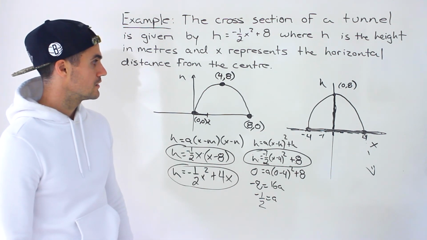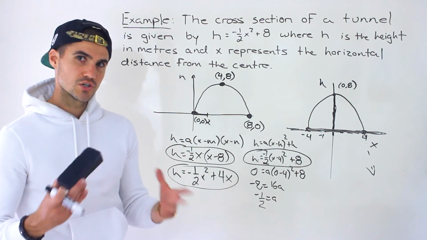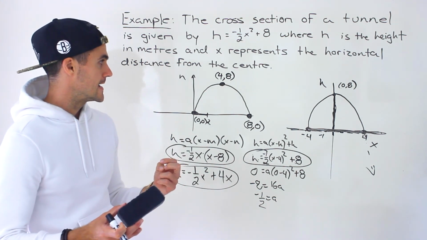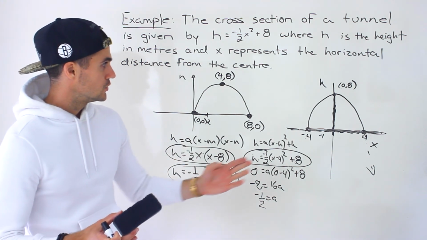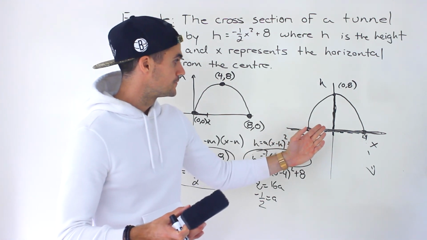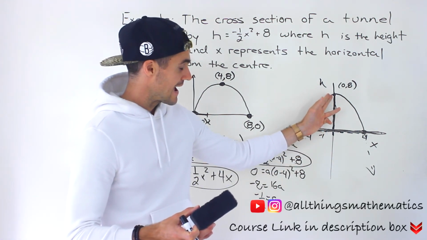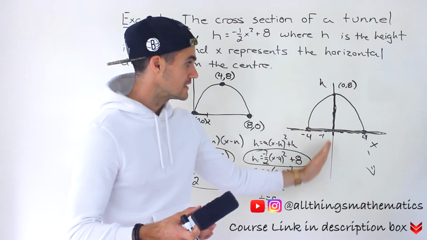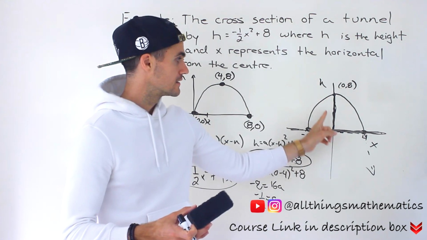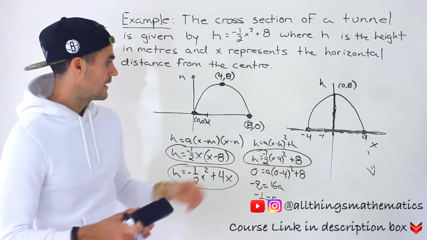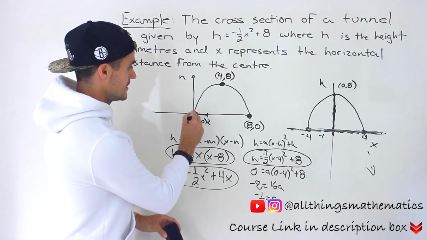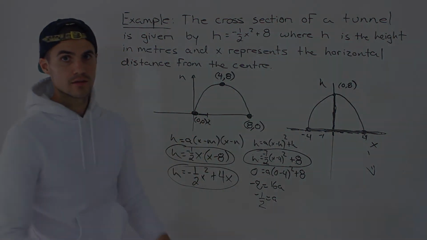Right, so just be on the lookout for these kinds of bridge questions. A lot of times you'll have the vertex on the h-axis. Okay, then it's going to be this kind of scenario. And then a lot of times you'll have one of the ends of the bridge at the origin.